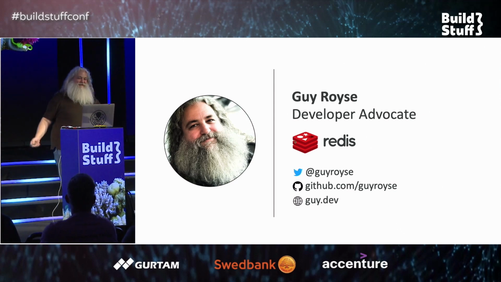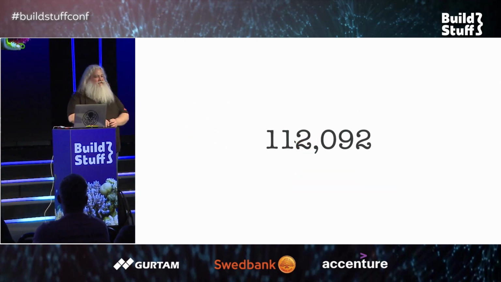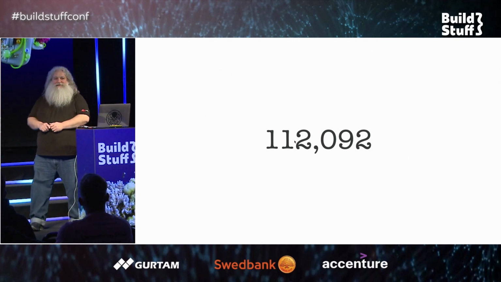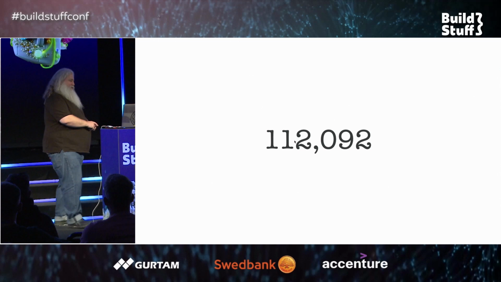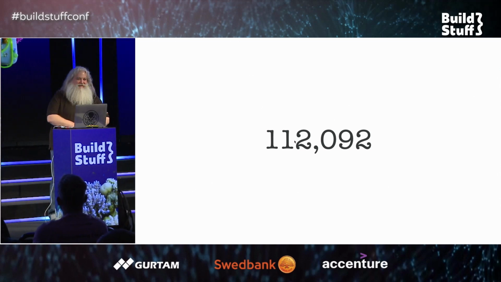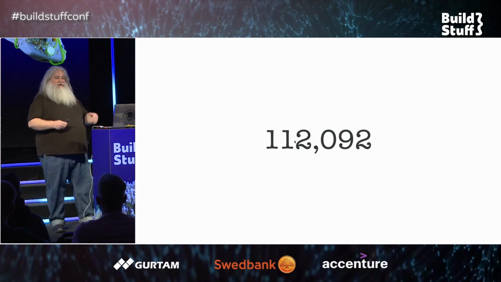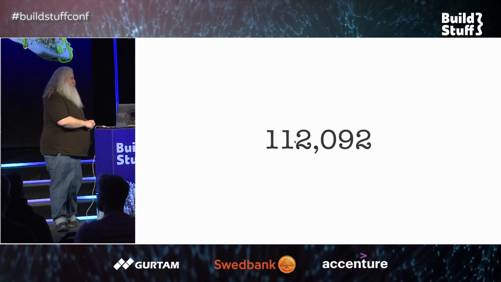So, 112,092. That's an oddly specific number, isn't it? It's precise, it's accurate. It is the number of UFO sightings that I have in a data set. It's a giant CSV file. There's 112,092 of them in that CSV file.